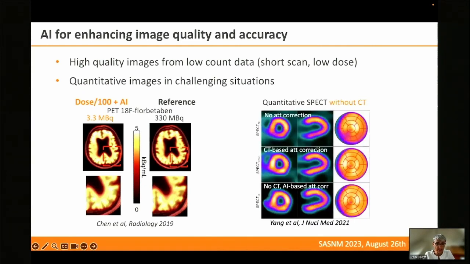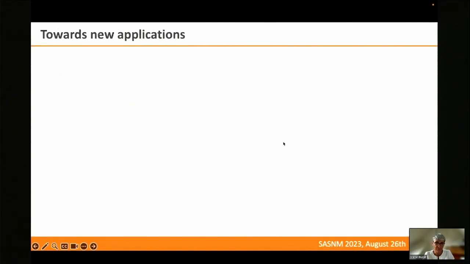AI also makes it possible to produce quantitative images in challenging situations, such as the reconstruction of attenuation-corrected SPECT images when you do not have a CT on your machine. So here you can see that the corrected images using an AI, no CT, are very close to the ones you get using the conventional CT-based attenuation correction.